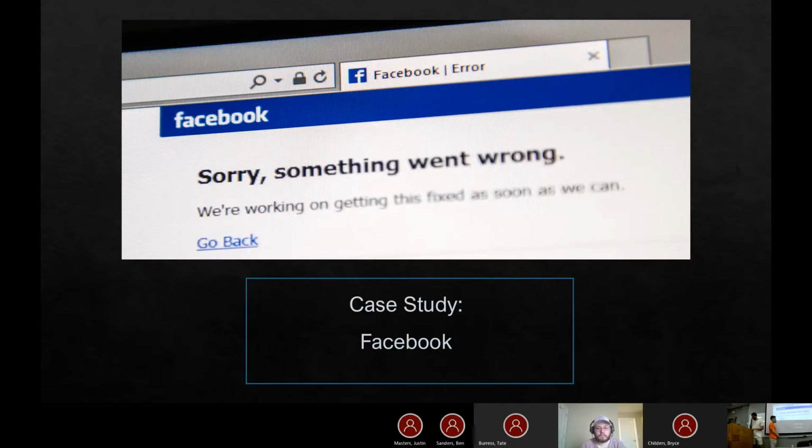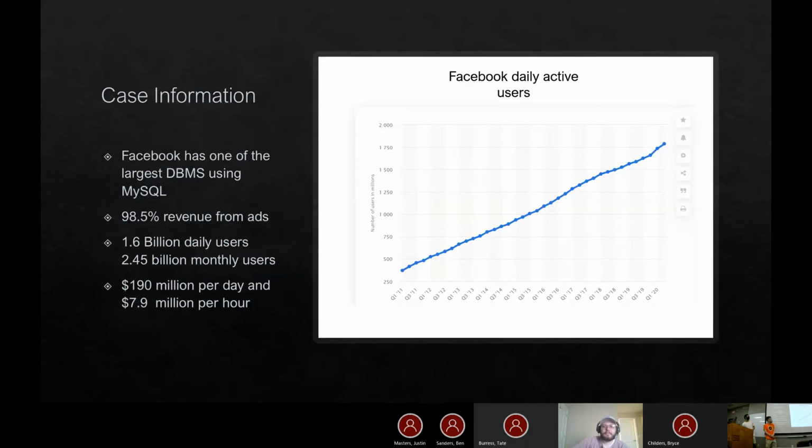And for our case study, we decided on Facebook. Pretty sure we all know what Facebook is. It's the largest social media platform in the world with roughly 6.5 billion active users per month. Most of their revenue comes from ads, 98.5%. So if they have an outage, that's pretty much all their revenue gone.